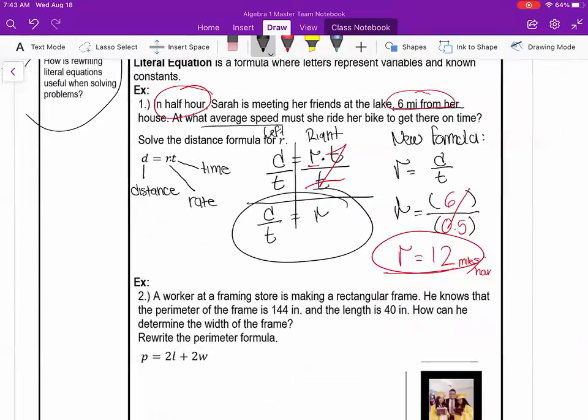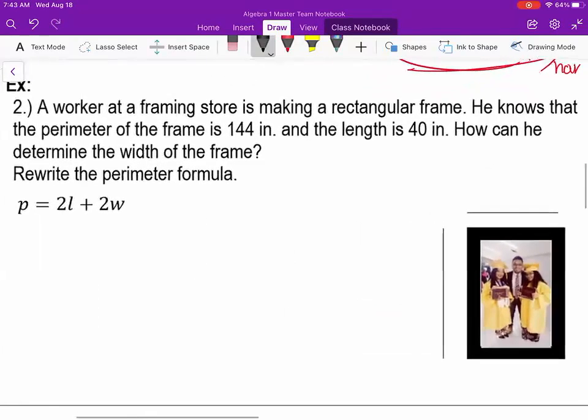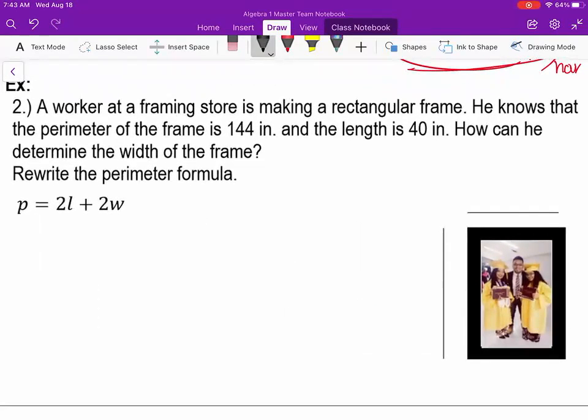To go over a second problem, we got this example right here. Now check it out. It says a worker at a framing store is making a rectangular frame. So you see the rectangular frame right there. He knows that the perimeter of the frame is 144. So again, it's giving us some information. It's telling us that the perimeter of the frame is 144 inches. And it's also letting us know that the length is 40 inches. The question is, how can he determine the width of the frame? So we're looking for the width. We know that this is the length, and we know that this is the width.